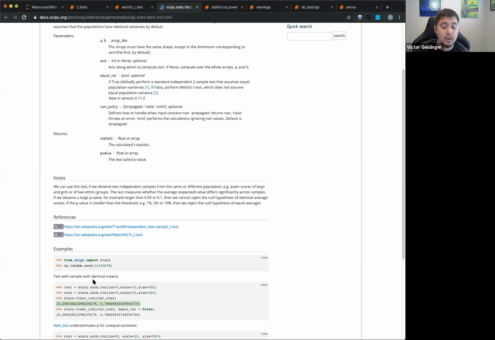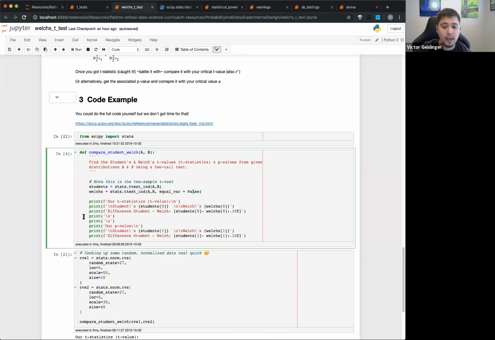If you just ran this by itself and you got these numbers, you'd wonder what the heck this is, and why there are two different numbers. You have to go look in the documentation and double check that the first one is the statistic, the t statistic, and the second one is the p-value. Okay, cool. And then we just compare the t statistic and the p-value, just to see what the difference is.